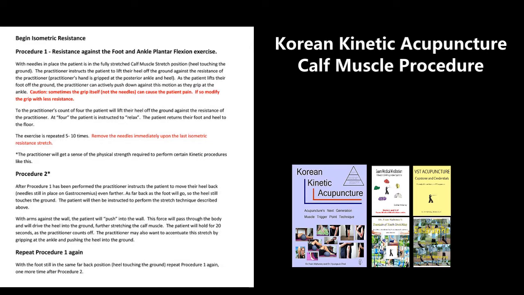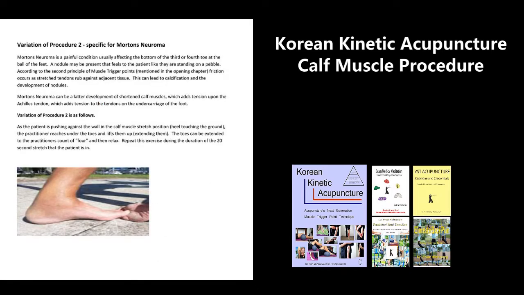Okay, and then after this, we can repeat procedure number 1 again. So we can do the isometric resistance one more time with the foot still in the same place as far back as possible, heel touching the ground. Repeat procedure 1 and then procedure number 2 again. Okay, and there's a variation of procedure 2 specific for Morton's neuroma.